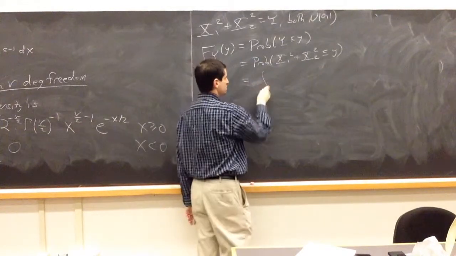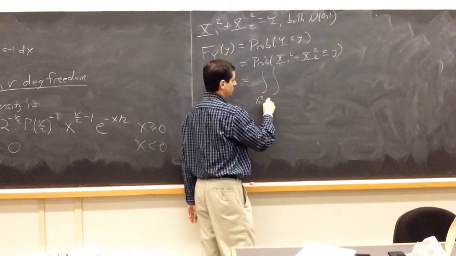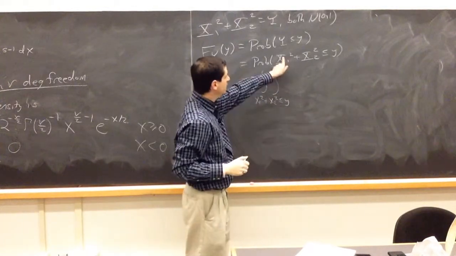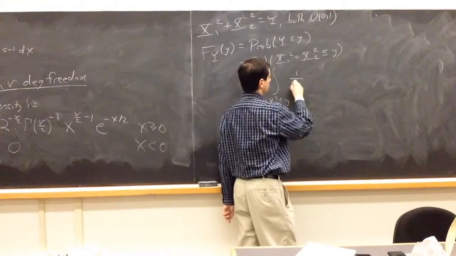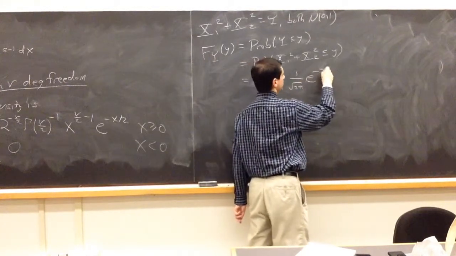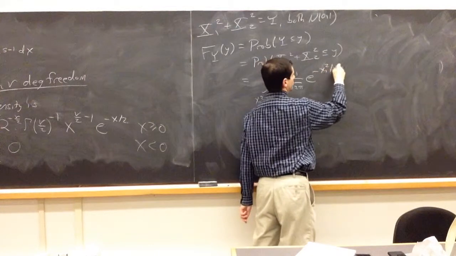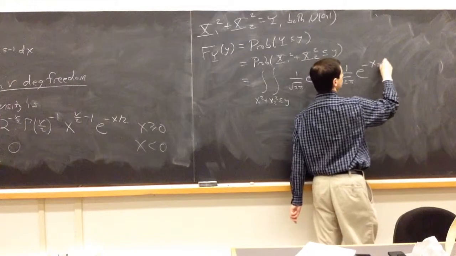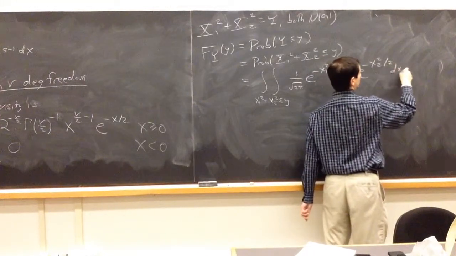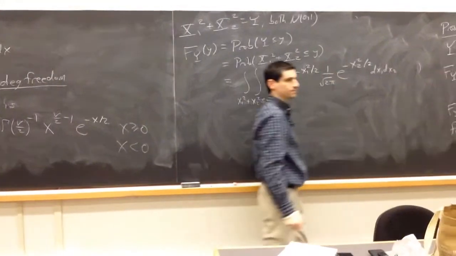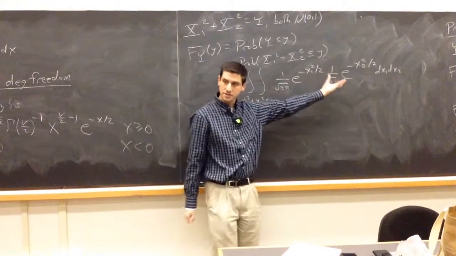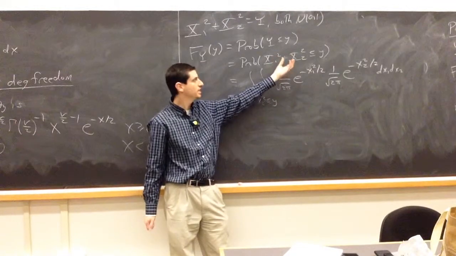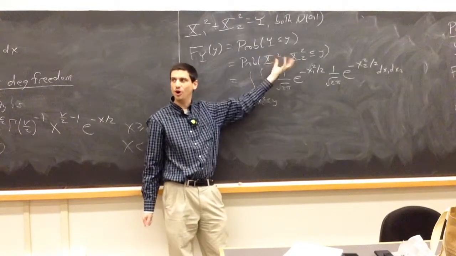All right, so this is the integral over x1 squared plus x2 squared less than or equal to y. Now I have to have the density. The first one is 1 over square root of 2 pi e to the negative x1 squared over 2. The second one is 1 over square root of 2 pi e to the negative x2 squared over 2, dx1 dx2. So this is my density, and this integral is going to be the probability that the sum of the squares is at most y. What object is this?